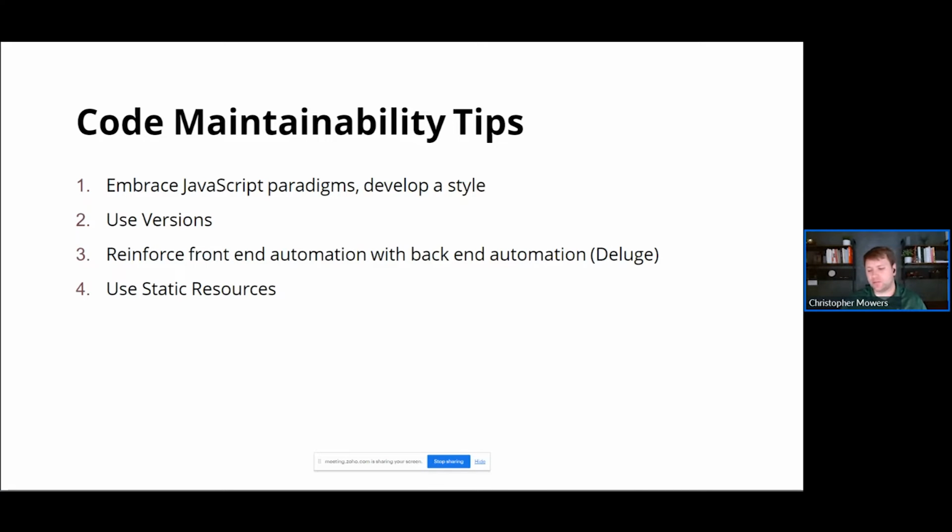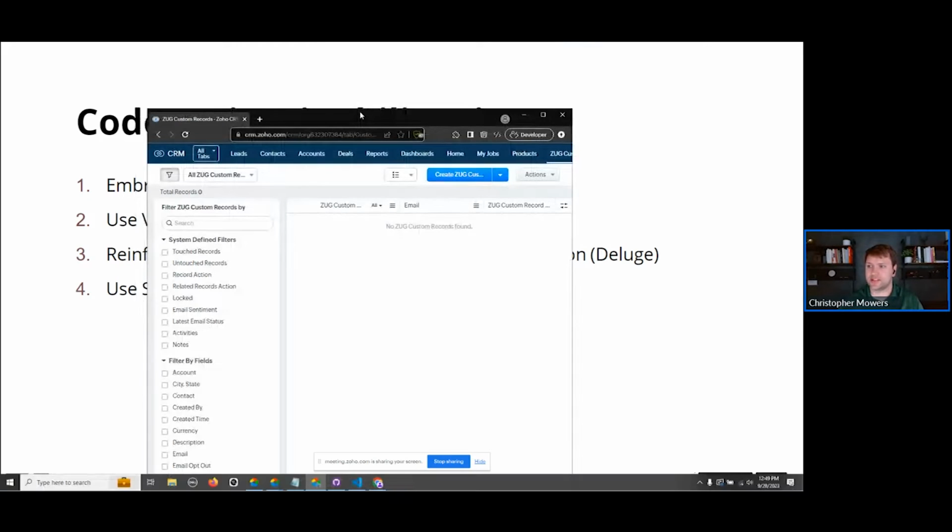Another concept, which really comes from the website and web app world, I would say, is to reinforce any kind of front-end automation that would perpetuate to the save with back-end automation. I'll show you how and why on that. And then my biggest maintainability tip, honestly, if you walk away with one thing today, one thing only, is to use static resources. And so let me pull up a sample environment here. And let's go through a couple of these examples.